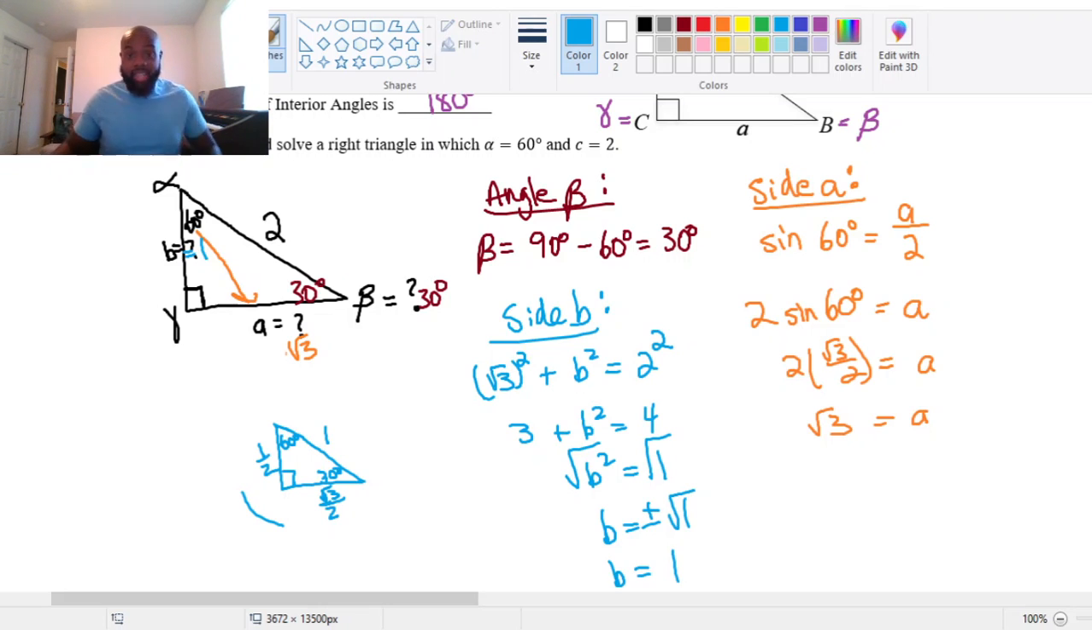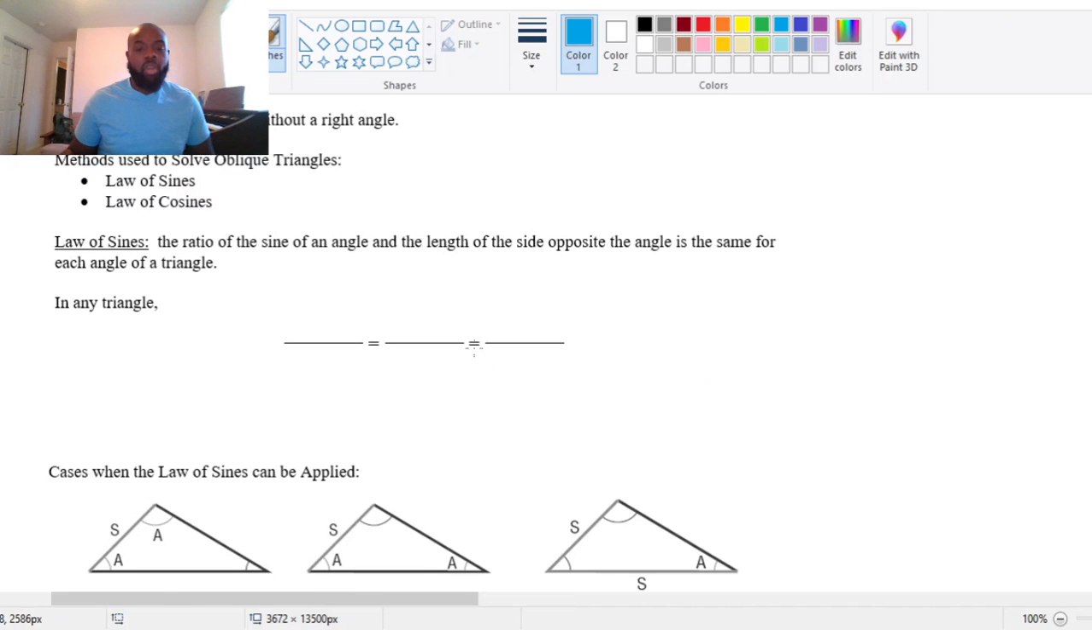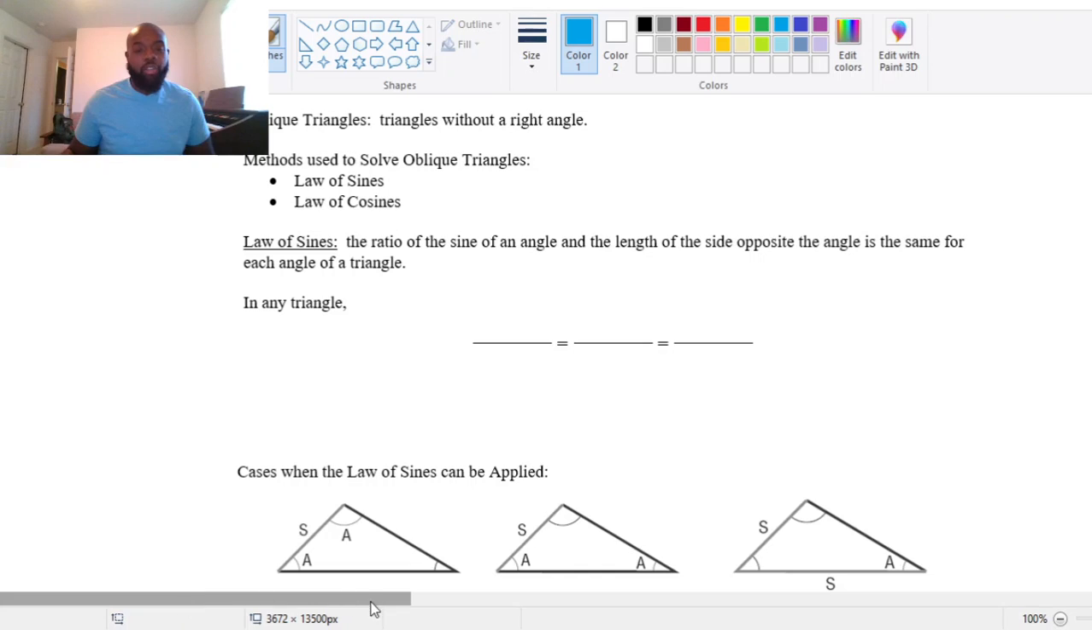All right, and so that is solving the right triangles, right? Now we're going to switch gears. What we're going to do now is talk about how we solve other types of triangles. Triangles that don't have a right angle in them.